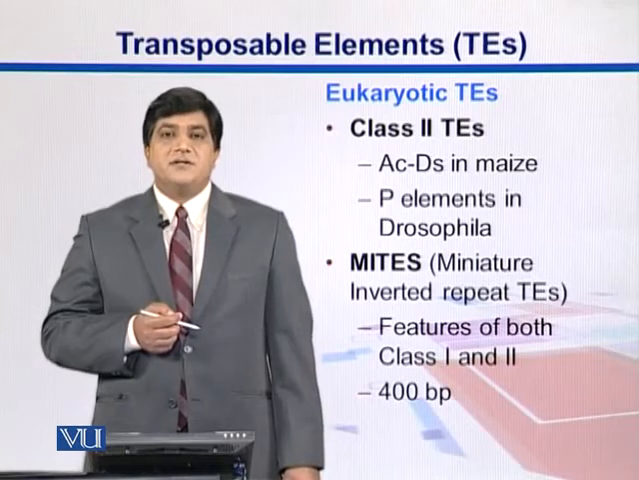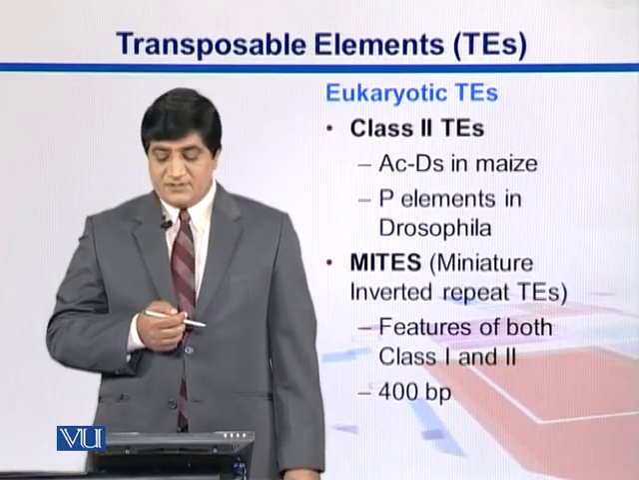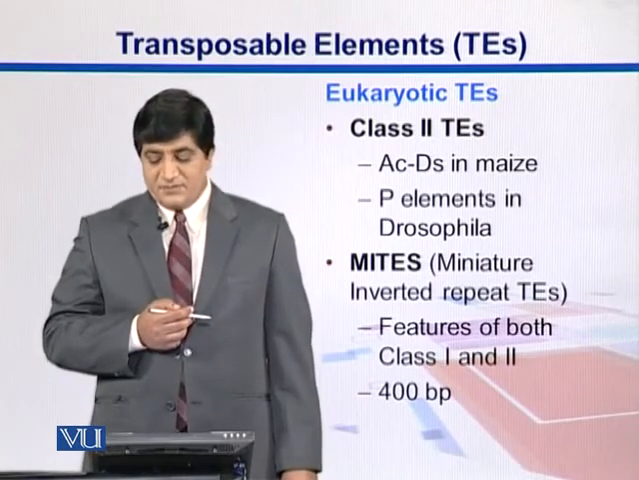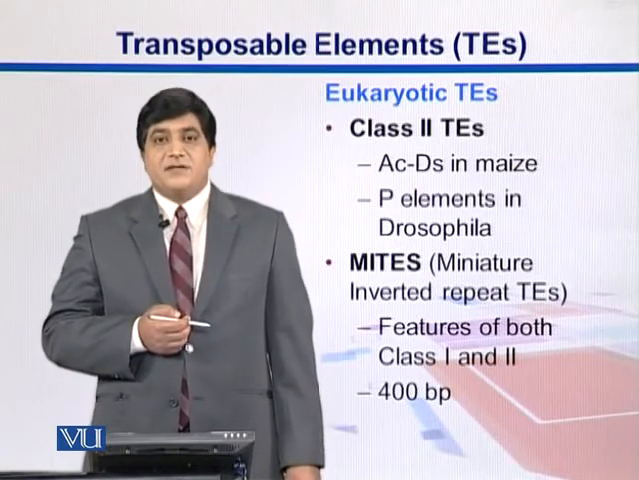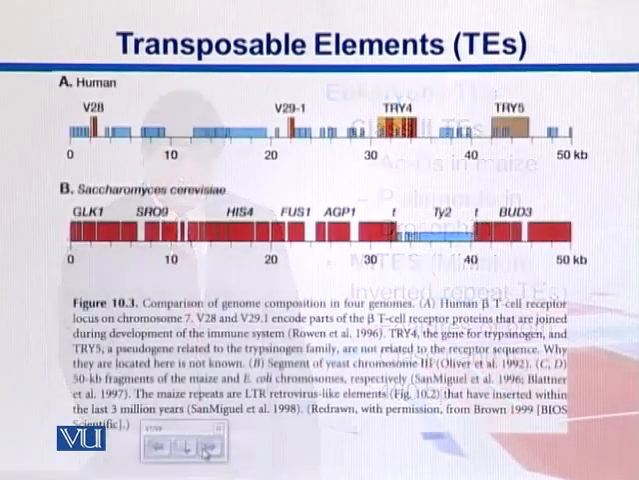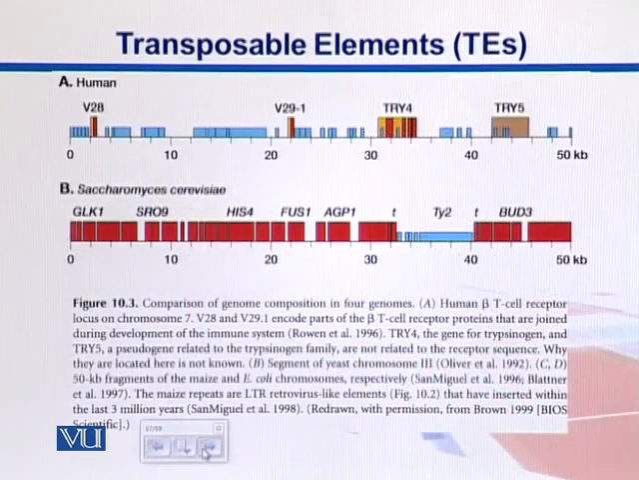Then there are additional elements, we call them MITEs, which are miniature inverted-repeat transposable elements that have the features of both class 1 and class 2, and they are 400 base pairs long. Here in this diagram we see the comparison of human, yeast, maize and E. coli. And in the blue we see those repetitive regions, the transposons.